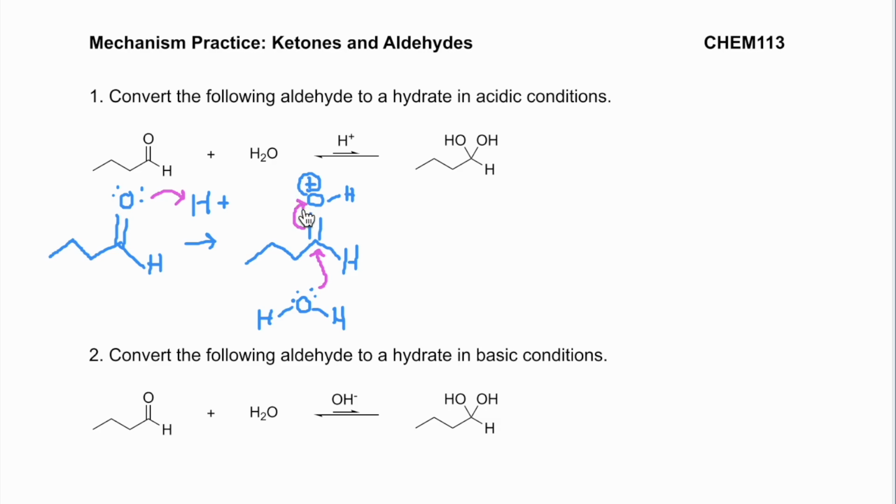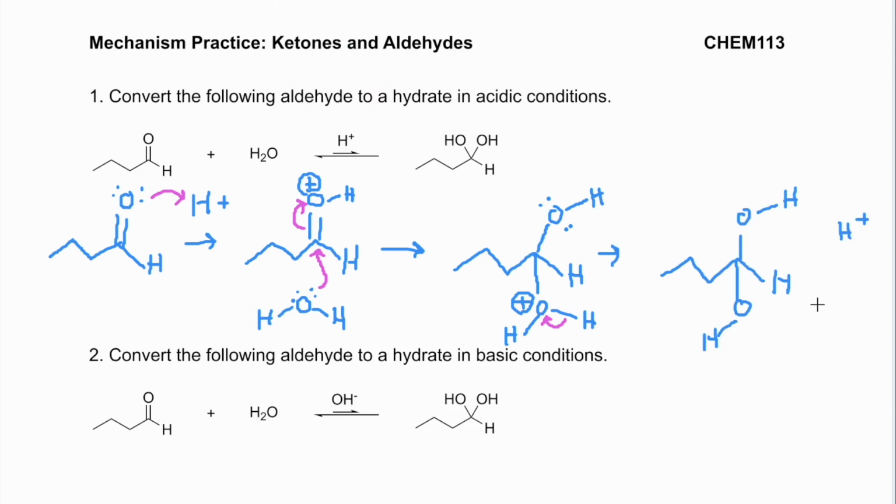and relieve the positive charge on this oxygen. So the result is a positive charge on the incoming oxygen, which now has 3 bonds. This oxygen now has 2 bonds and 2 lone pairs. And then the last thing that has to happen is the loss of a proton to give the normal hydrate. And so this is our product, the normal hydrate. The other product is a proton.